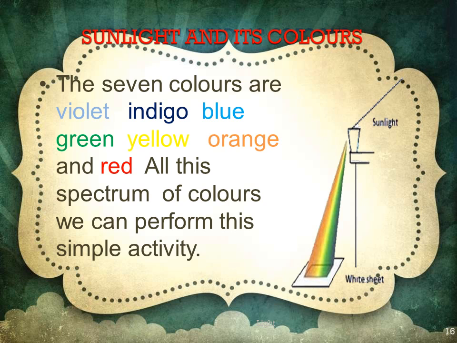Then sunlight and its color. As we know, the 7 colors of sunlight are violet, indigo, blue, green, yellow, orange and red. All this spectrum of colors we can see with a simple experiment. We have kept a white sheet here, and if sunlight is thrown on that white sheet, we get the colors of the rainbow: red, green, orange, blue, yellow, indigo and violet.